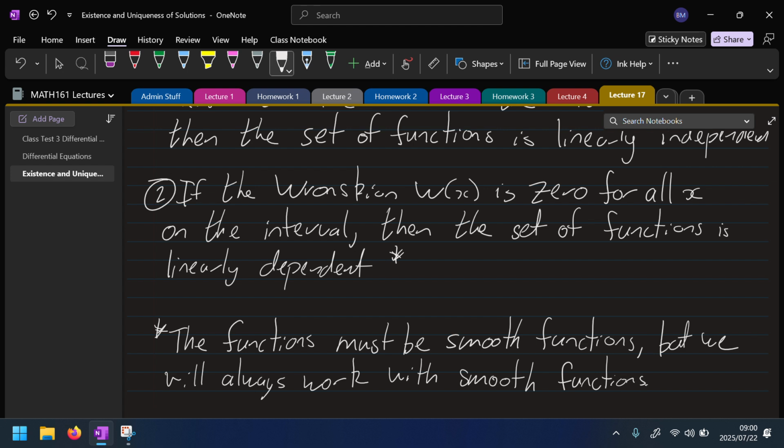Okay, so very small condition, but since we're only going to be working with smooth functions, you can actually ignore that. Okay, but it is important to know, if it comes up in a true or false question in next week's quiz, something to know. All right, any questions about this so far?